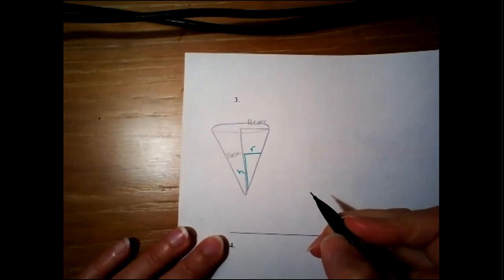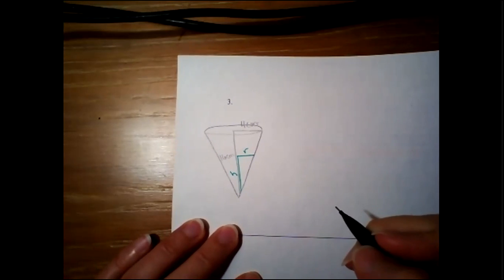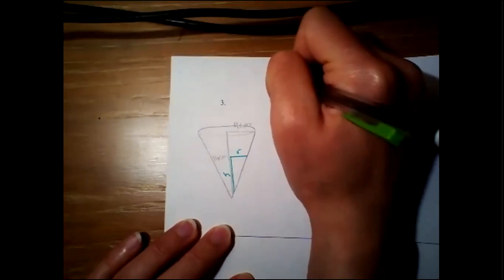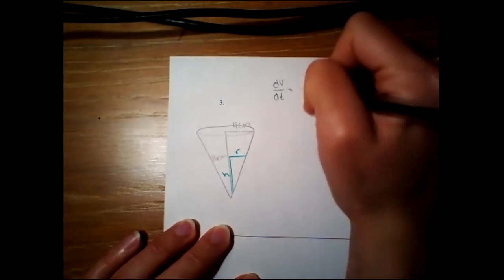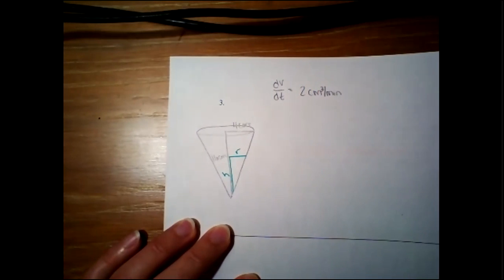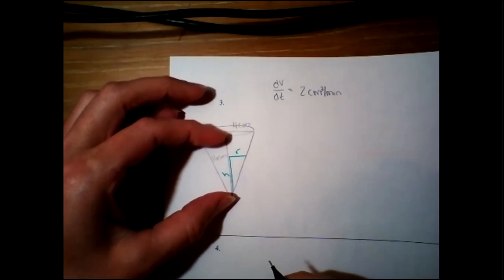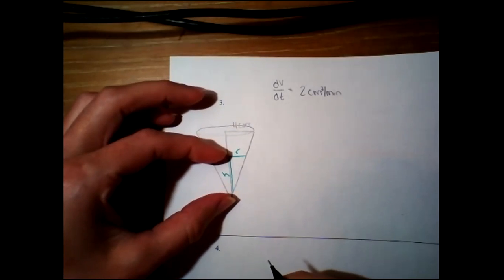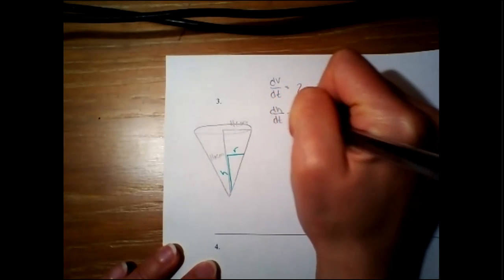All right, so then let's list out some of the other stuff they gave us. They told us that the volume was filling up at 2 cubic centimeters per minute. So that is the rate of change for the volume. So I'm going to call that dV dt. And then what they asked us for is how quickly is the depth of the water changing. Now I know they called it depth, but what they're talking about is the height. So dH dt is what we are trying to find.